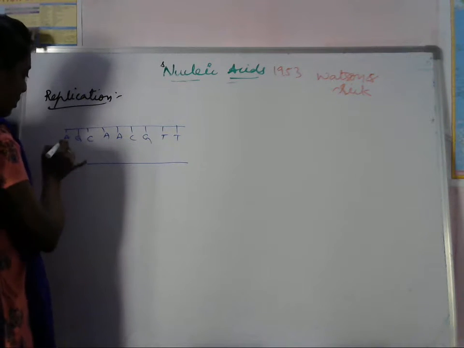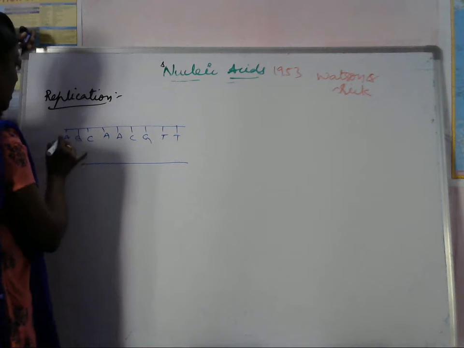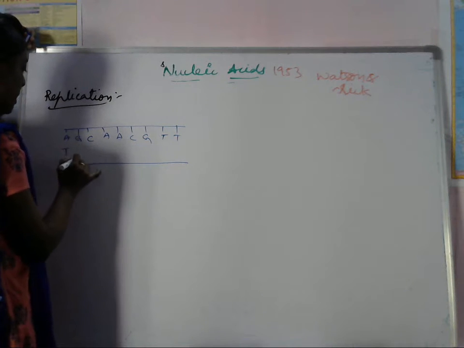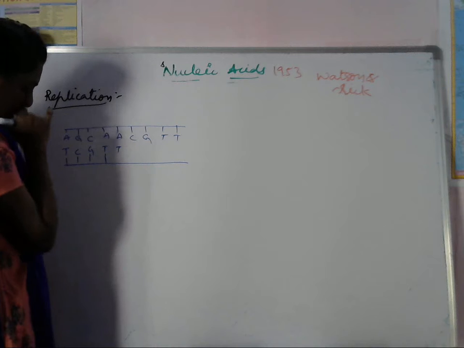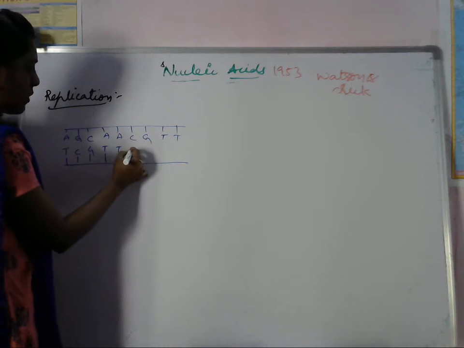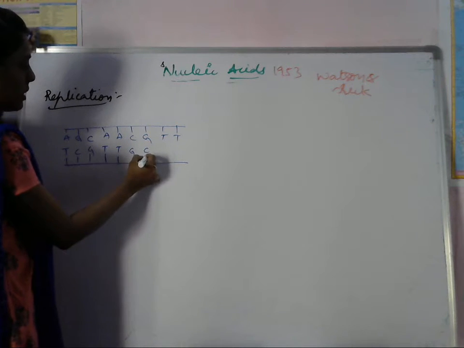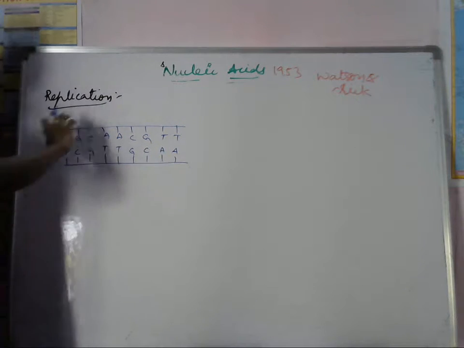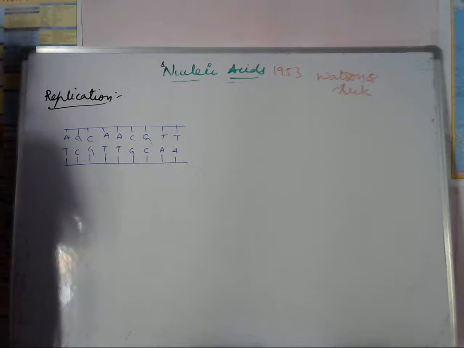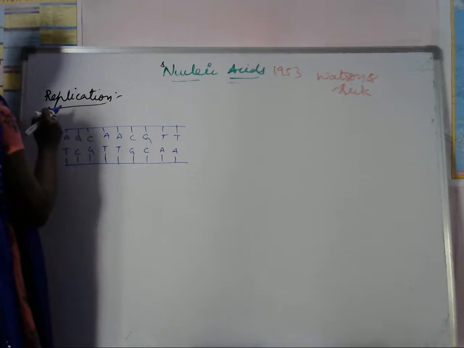Next, A combines with T, G combines with C, C combines with G, and again A combines with T here. Here also T will be there. Okay, so next here G will be there, and C will be there. Here A will be there, and A. Okay, so this is our DNA strand, the parent strand. What is it? Parent strand.